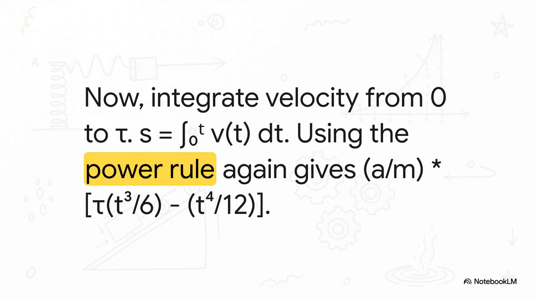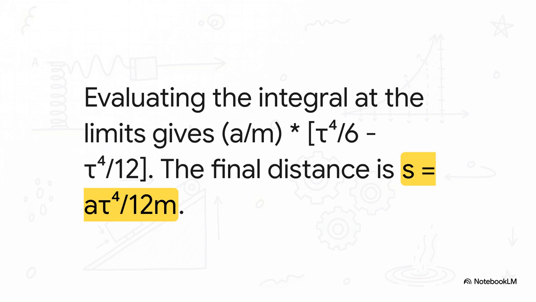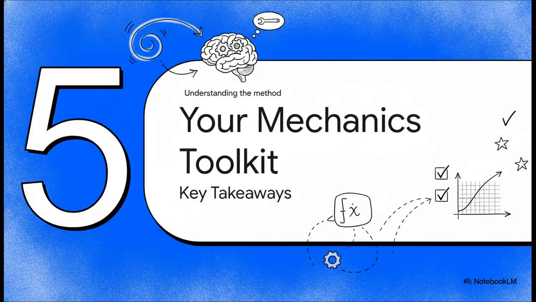It's the same deal as before, just using the power rule. t squared becomes t cubed over 3, and t cubed becomes t to the 4th over 4. And that's pretty much the last step. We plug in our limits. The lower limit of 0 gives us nothing again, so we just evaluate at tau, which gives us tau to the 4th over 6 minus tau to the 4th over 12. A quick bit of subtraction, and that simplifies down. And there we have it. Our final answer for distance is a tau to the 4th over 12 meters. Problem solved. Awesome! We solved it.